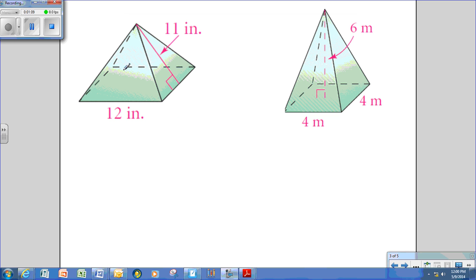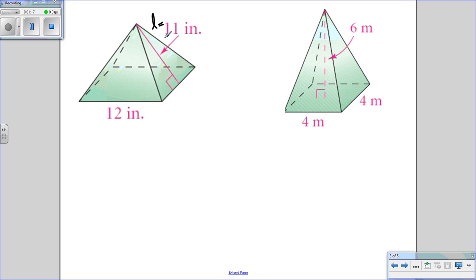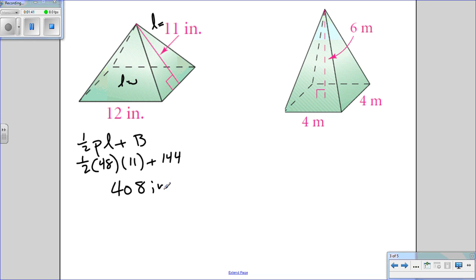In this example, we have a square pyramid. So each side is 12 at the base. And it gives us the slant height, 11. So 1/2 the perimeter of the base times the slant height plus area of the base. So the perimeter would be 12 plus 12 plus 12 plus 12. That's 48. Slant height is given to us as 11. And the area of the base would be length times width, right? So that's 12 times 12 is 144. Calculate that, and we get 408 inches squared.